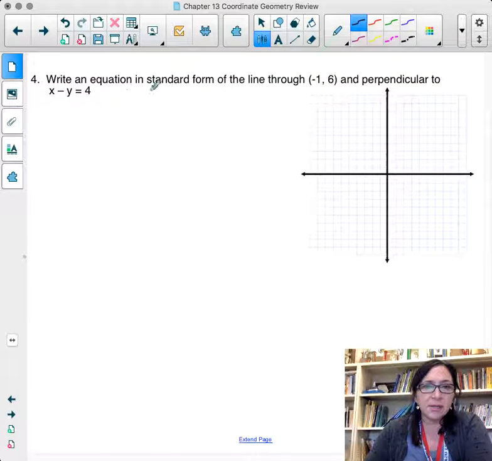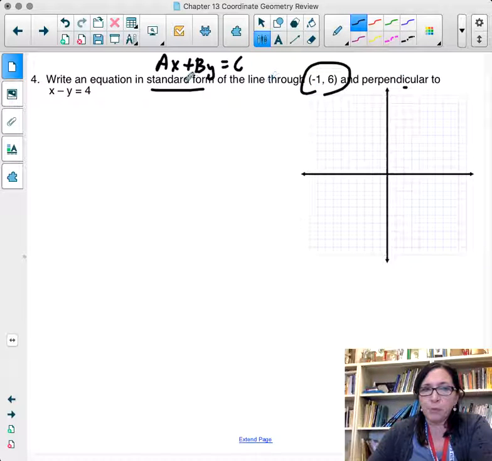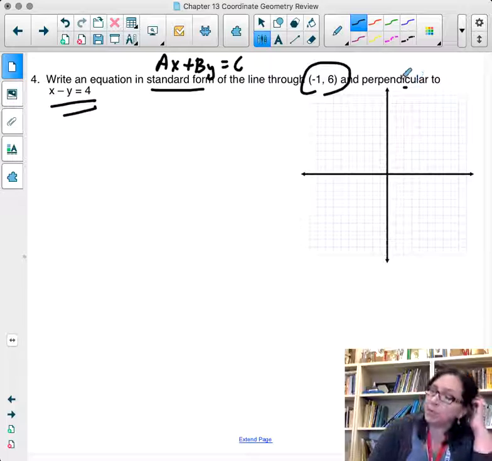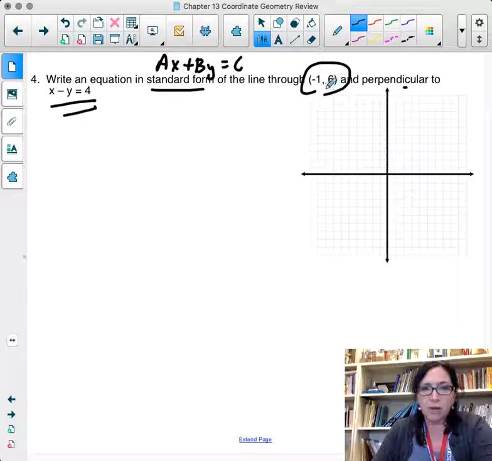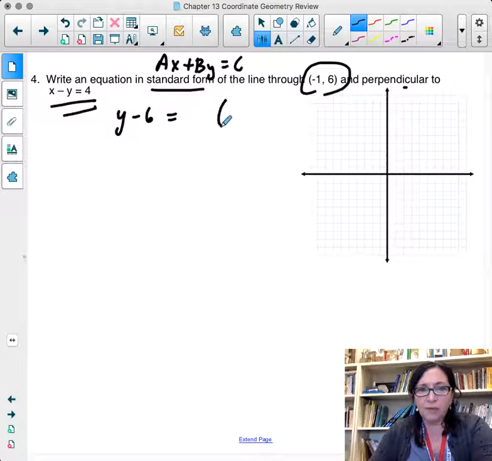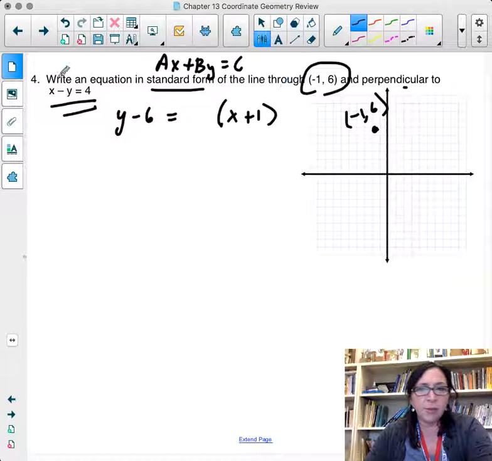My next equation says write the equation in standard form. That's your ax plus by is equal to c of the point that goes through that point and is perpendicular to this. Well, what we know about perpendicular lines is they have opposite reciprocals. So that means we're going to start with this point, which is y minus 6 equals my slope, which I'm going to hold off on that, times x plus 1. So they gave me a point, negative 1, 6. So there's my point, negative 1, 6, but I know it's perpendicular to this. Let's figure out what the slope of that is.